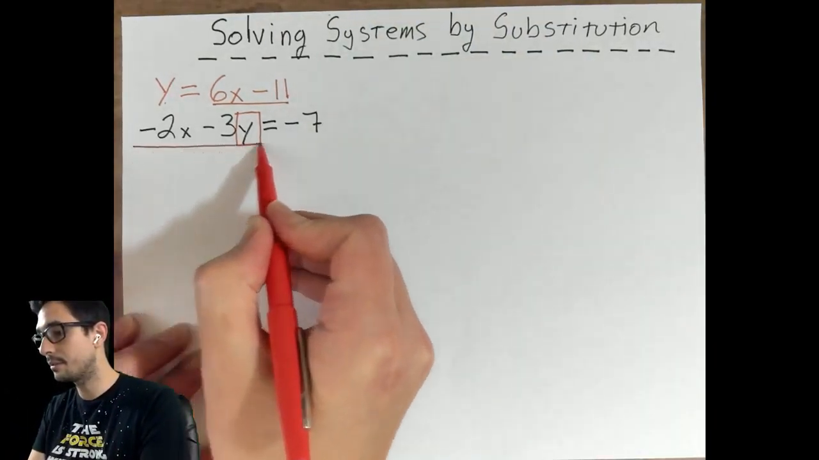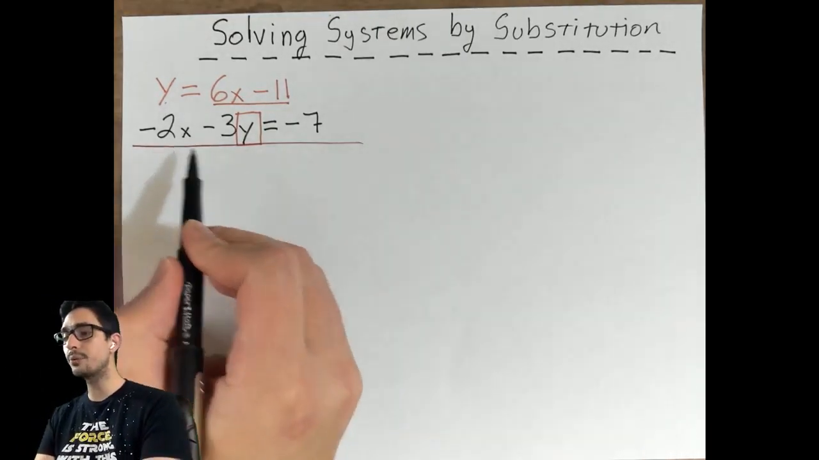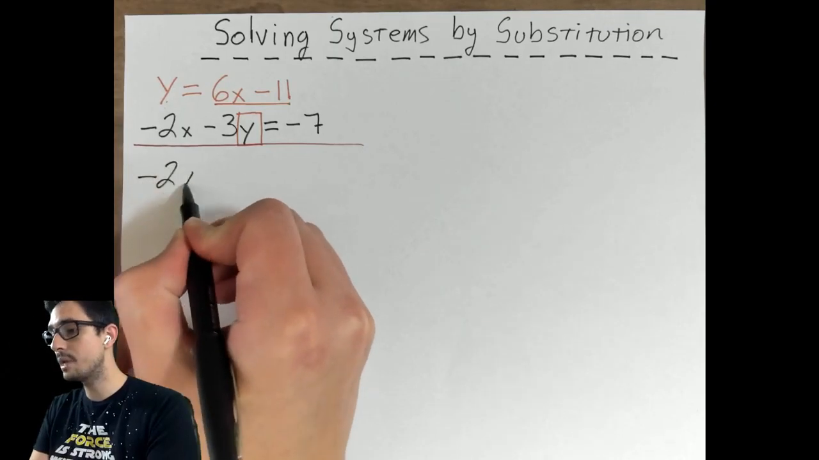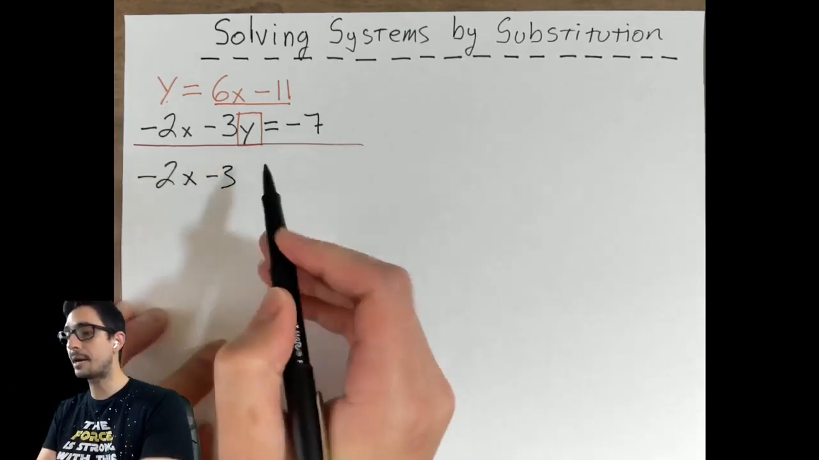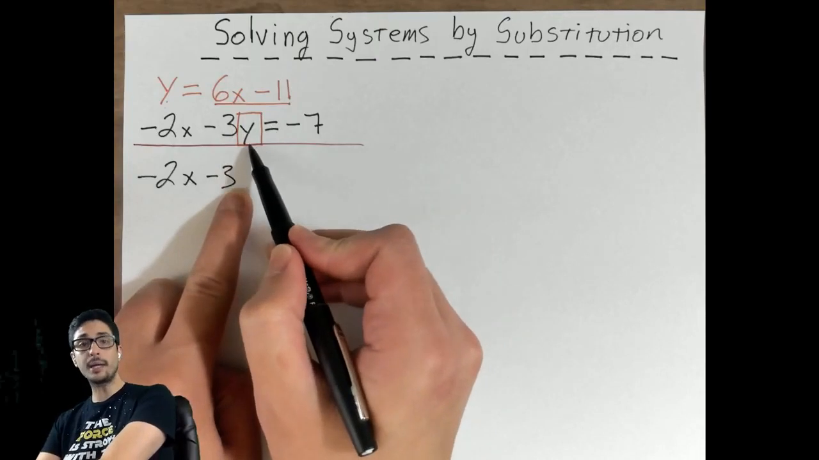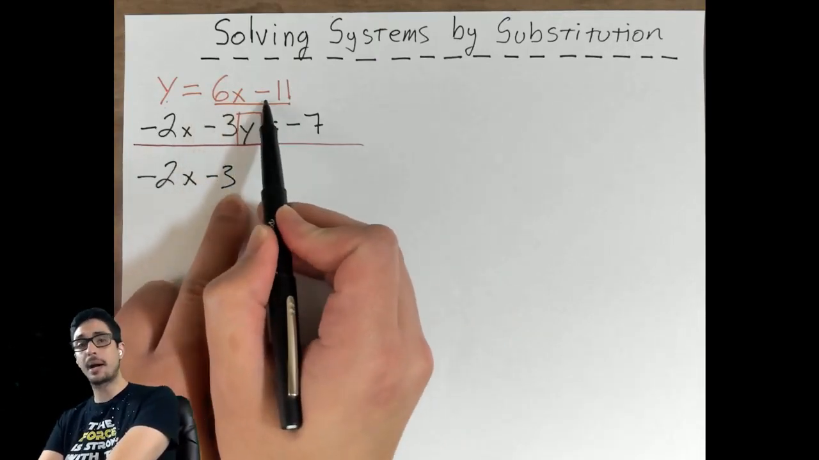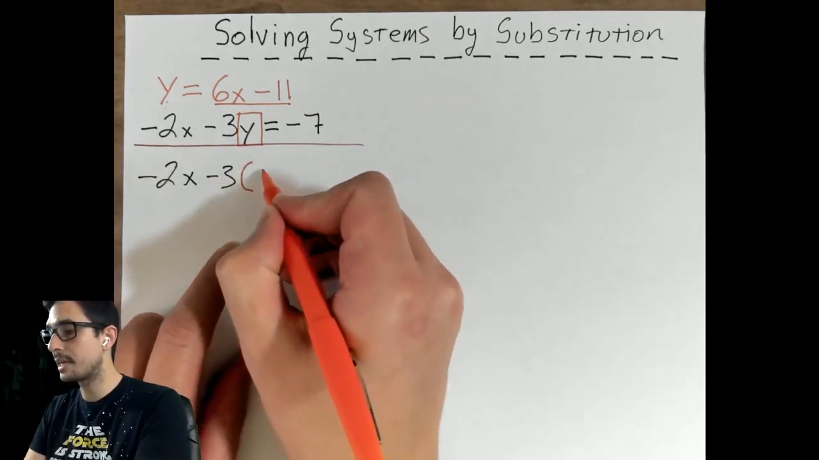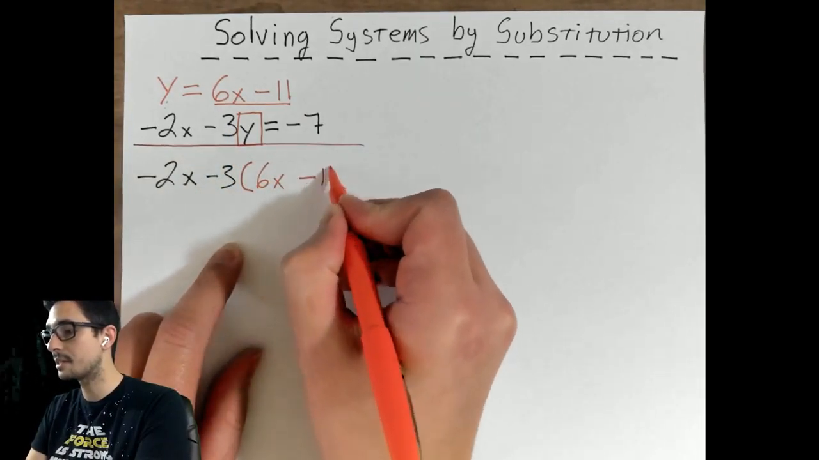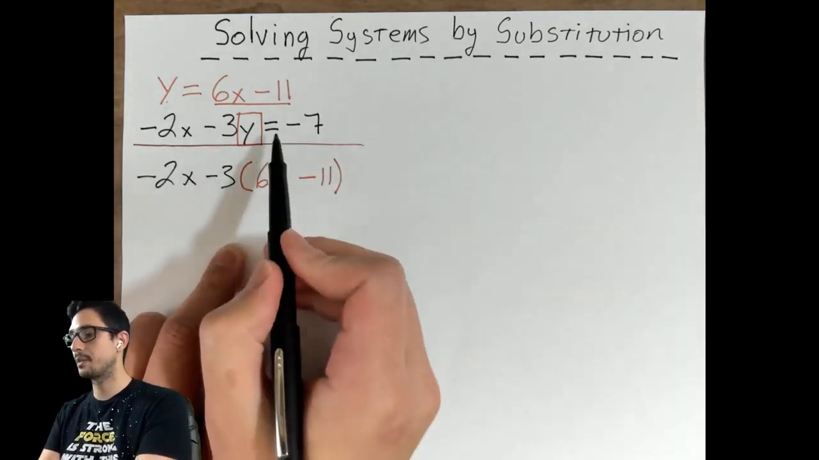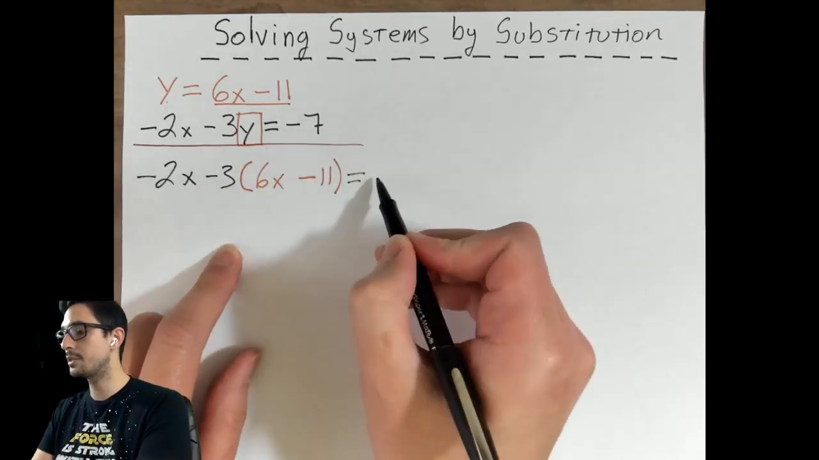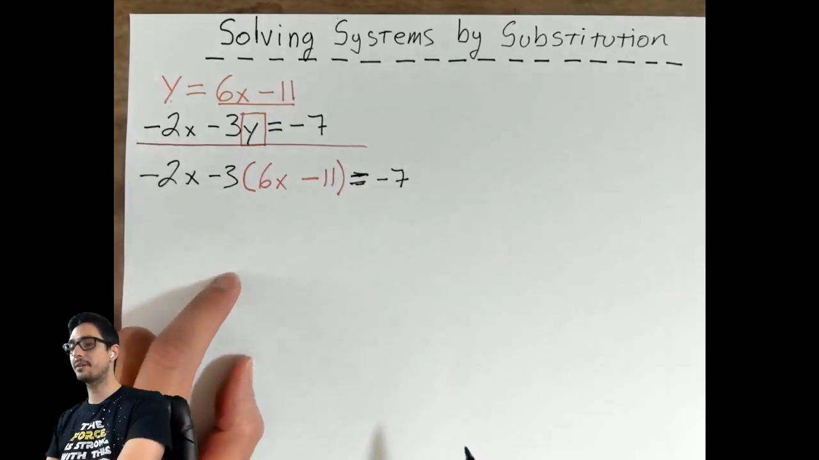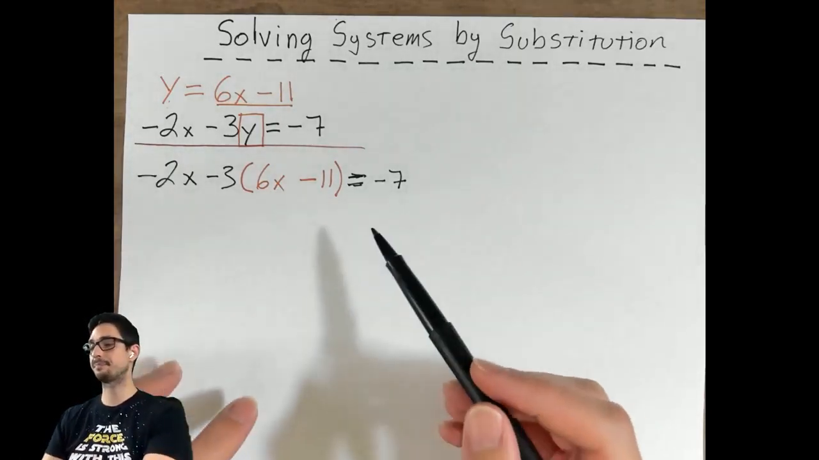All right, so I'm just going to rewrite this second equation. It looks like this: negative 2x minus 3. Now, instead of saying 3y, I know what y is. Y is 6x minus 11. So inside these parentheses, I'm going to have 6x minus 11. I'm going to complete the equation: equals negative 7.